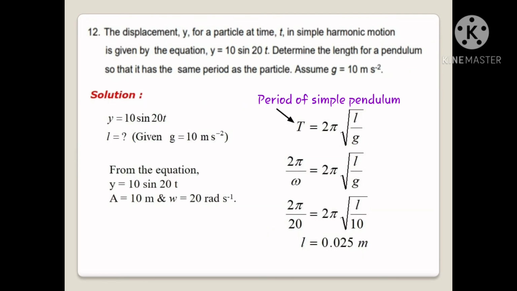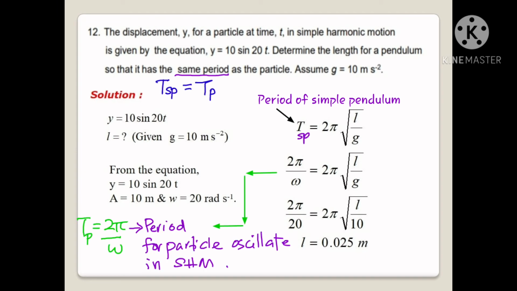For question 12, the main concept is the period for a particle oscillating in simple harmonic motion is equal to the period of the simple pendulum. The period for particle is equal to 2 pi over angular velocity, where omega is equal to 20 radian per second. For the T of the simple pendulum, we refer to the equation T_SP.